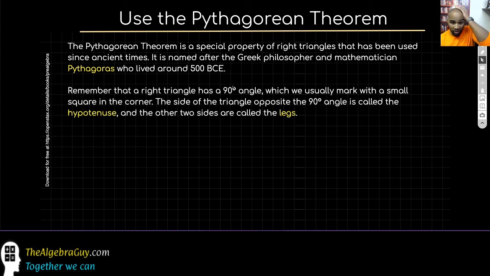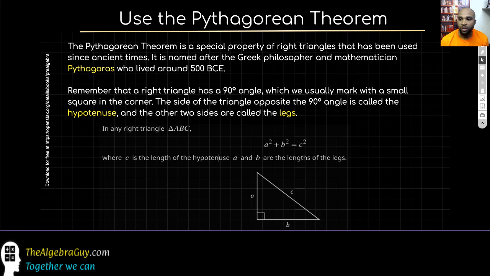Remember that a right triangle has 90 degrees, which we usually mark with a small square in the corner. The side of the triangle opposite 90 is called the hypotenuse, and the other sides are called legs. So here's my right angle. The opposite side is called the what? Let's look for it in here.